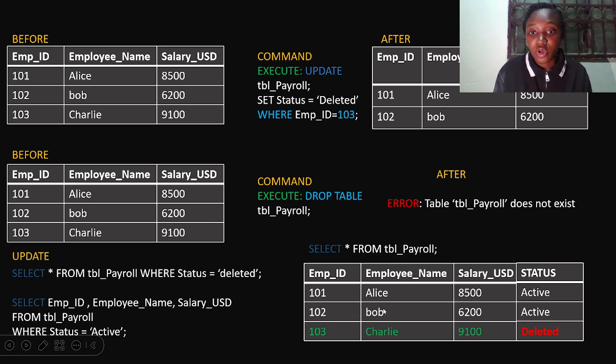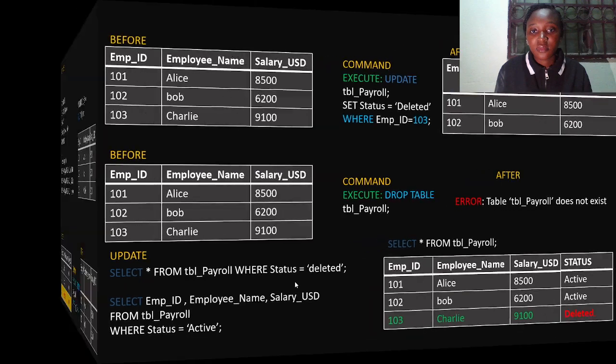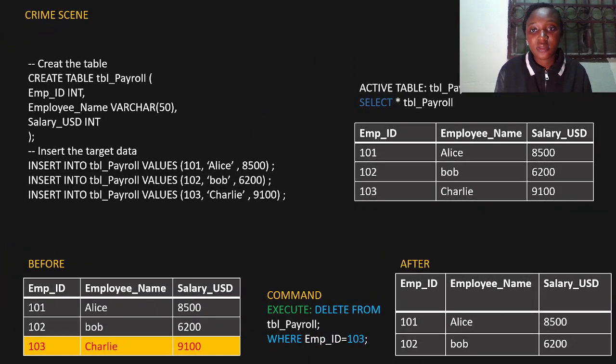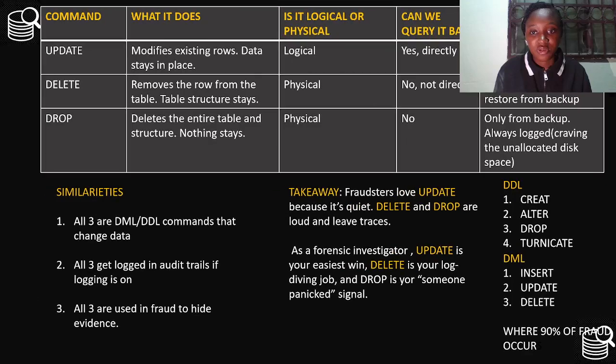But meanwhile, for the drop, we have to use carving. We have to look at the binary codes on the disk. You cannot get this one directly. Meanwhile, for the delete, you can use the logs and the backups. But for the update, you just do a simple single query, and you can get the actual data that was deleted. So we have delete, update, and drop. The most destructive is drop, but it's not really that destructive, because in as much as it is very destructive, you can still get the data directly from the drive.